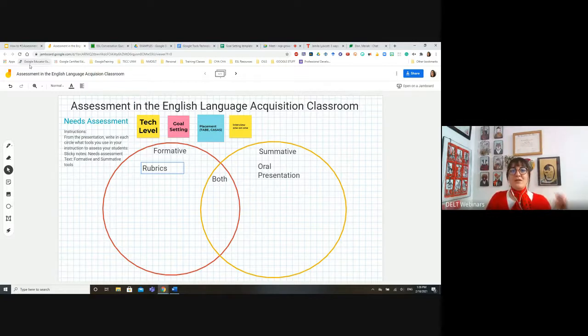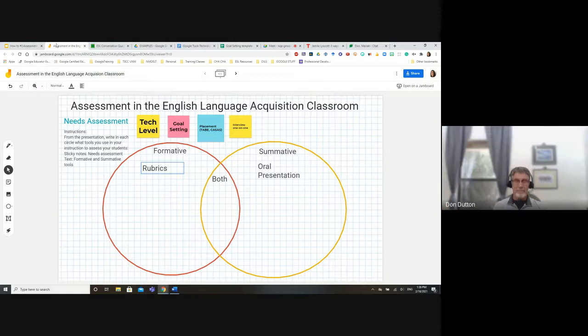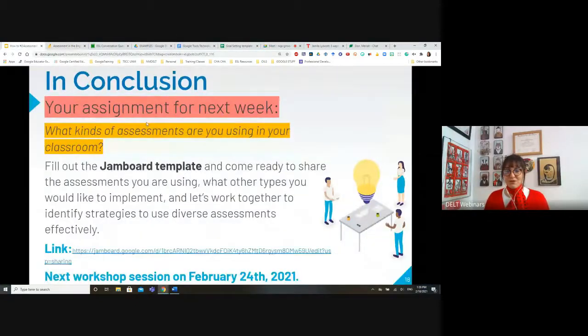But the goal is that you come ready for the workshop because we just have an hour and we're going to really take advantage and have these meaningful conversations and try to create a plan that can help you and support your instruction.